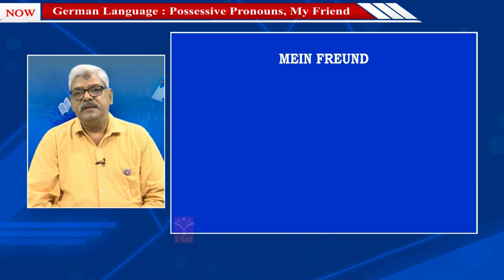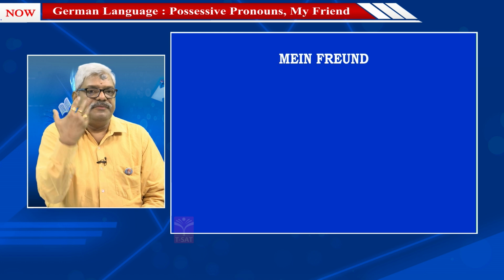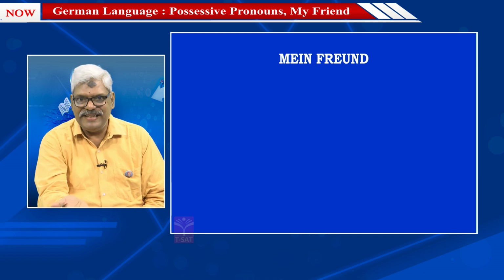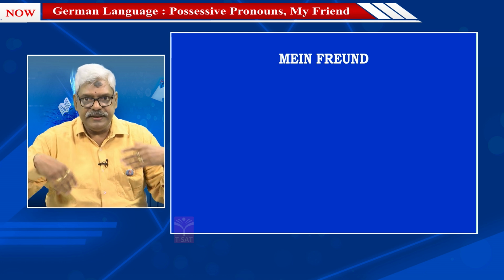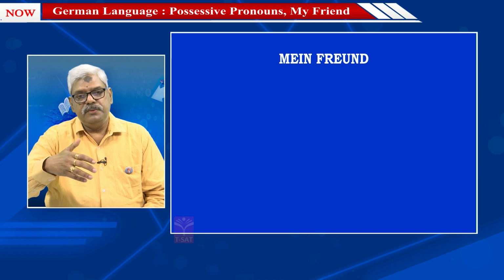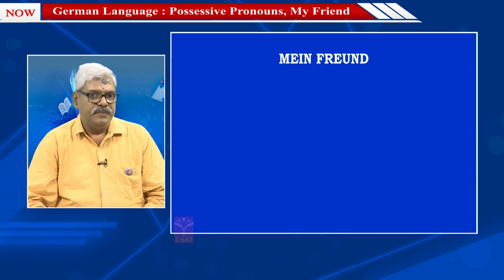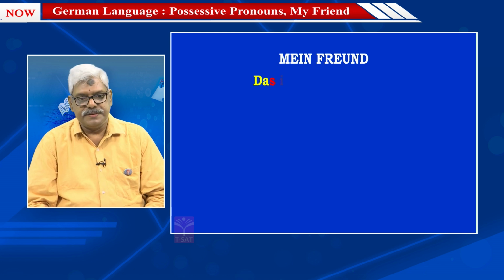Let us proceed to some more examples in the form of a text. So I have taken a text, mein Freund. Here I introduce a friend to you. It is a text as such, but since I can't show the whole text and read out and then explain the things, I have broken it up into parts, into normal sentences. So I am telling about my friend. That's what the text says.